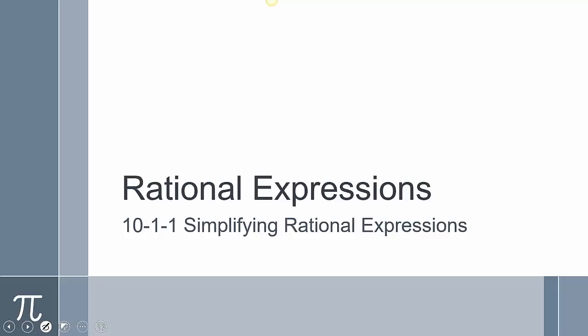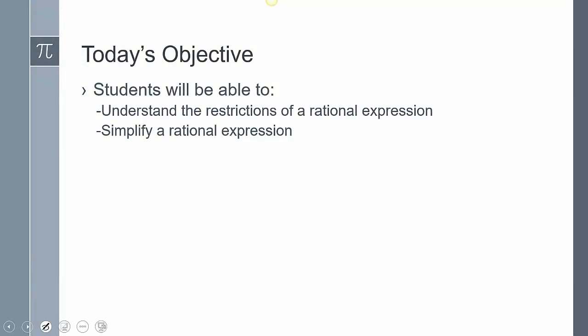This is lesson 10.1.1. We're going to be simplifying rational expressions. So we're going to understand the restrictions of a rational expression and simplify them.